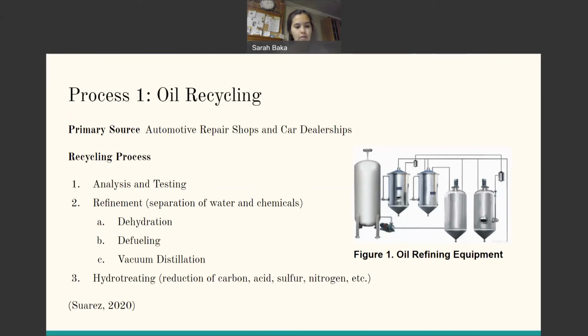And at the end of all of this refinement processing, the oil is then put through hydrotreating, which is the reduction of any carbon, acid, sulfur, or nitrogen still contained within the oil. Over in figure 1, you can see some of the machinery that would be used in this refinement process.